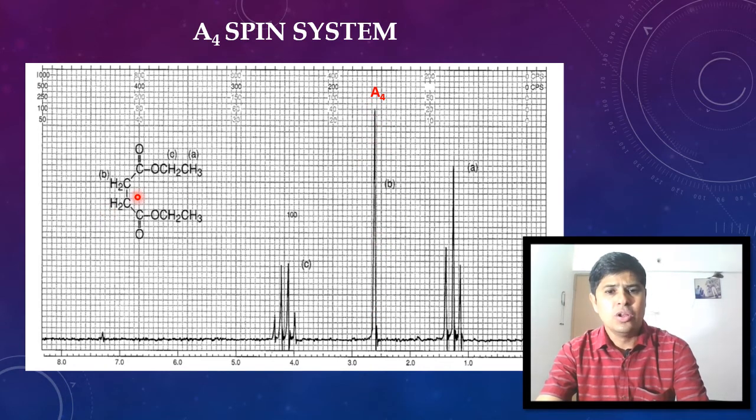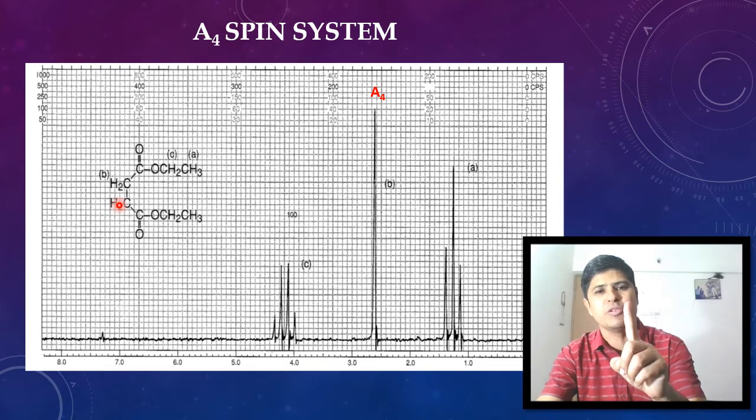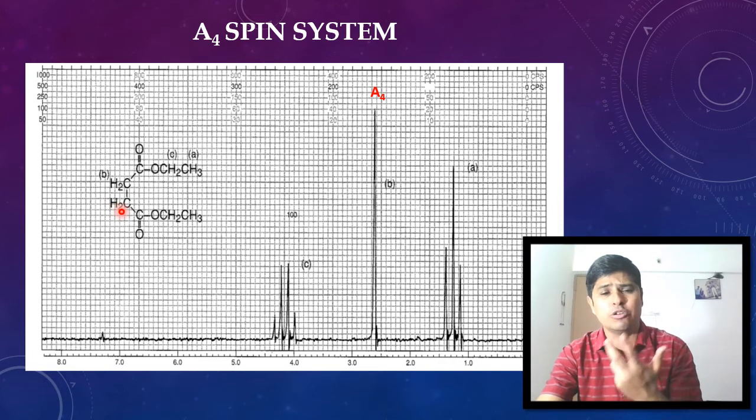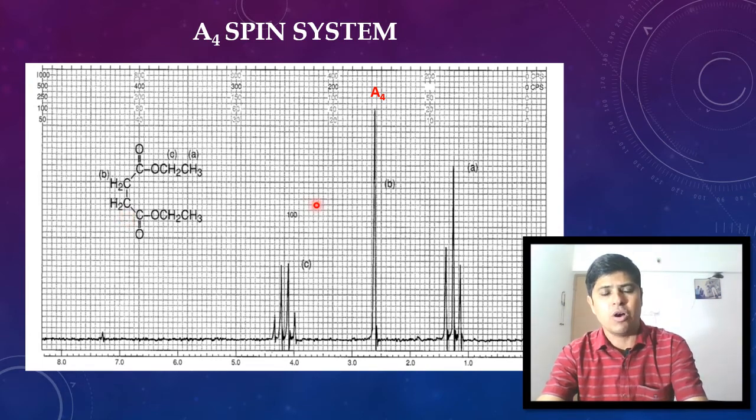So this will be A type of proton, A type of spin system. All these protons are in the same chemical environment, hence there is only one type of nuclei, and that type of nuclei is A spin system. How many protons are there in that group? 4 protons are there in that group, hence we will call it an A4 spin system.